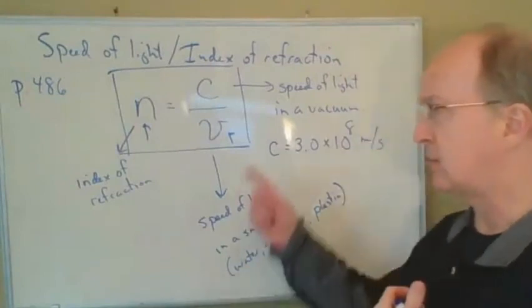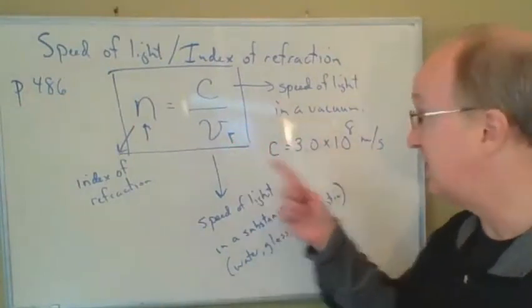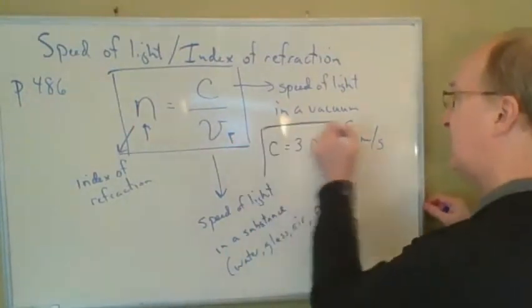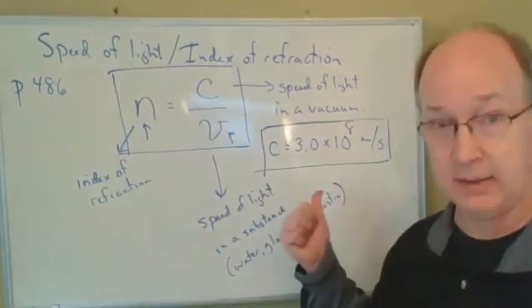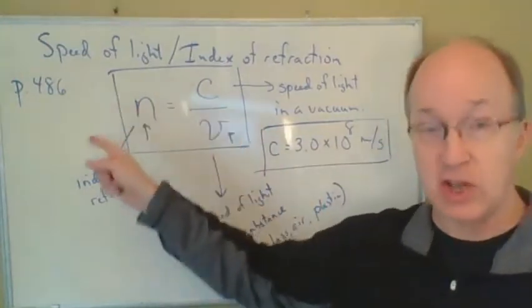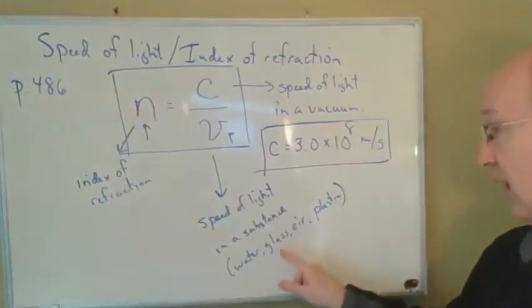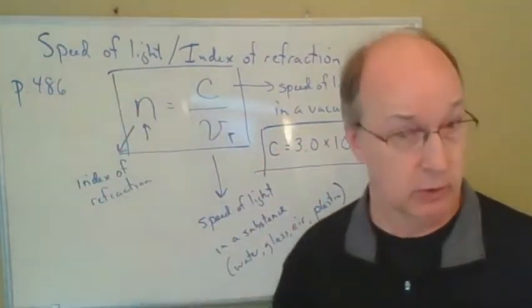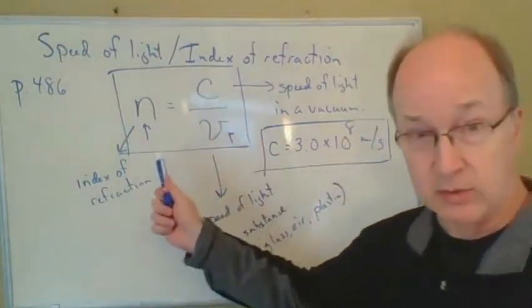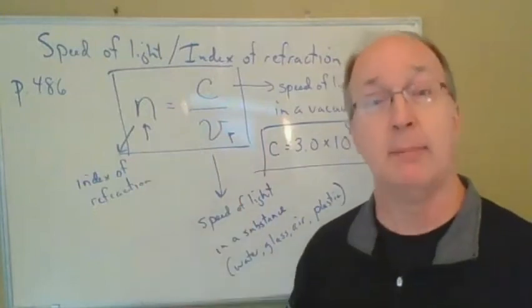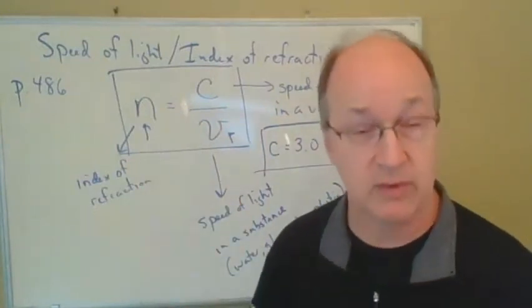And you can use this equation to solve for either N or V. Well, why wouldn't we use it to solve for C? Because C is a constant. C is always the same. You never have to solve for C. N and V can change depending on whether you are in water or glass or air or plastic or whatever. So this is an important equation. You need to know how to use it. I'm going to give you chances to practice using it over the next few days.